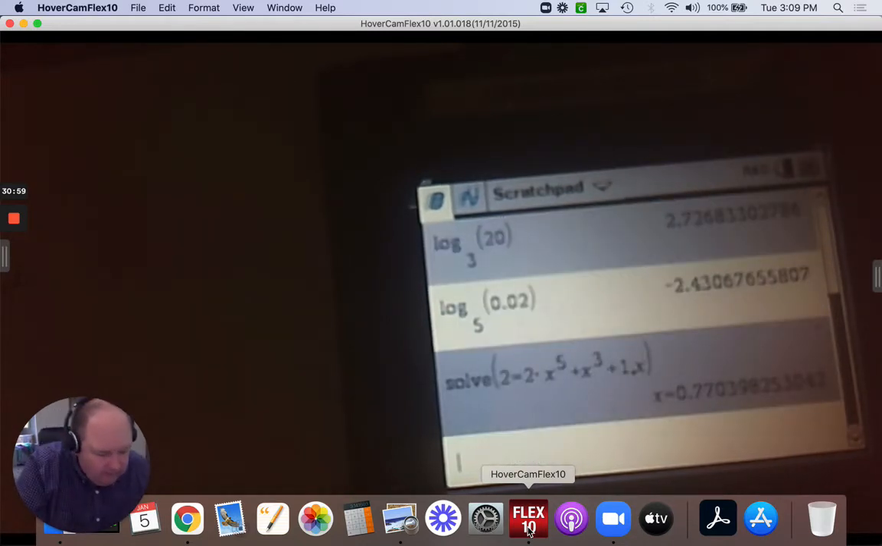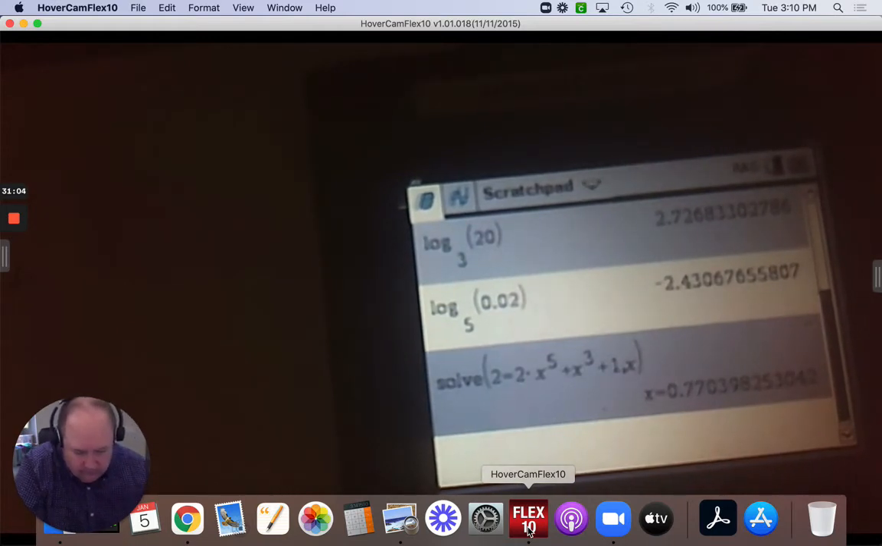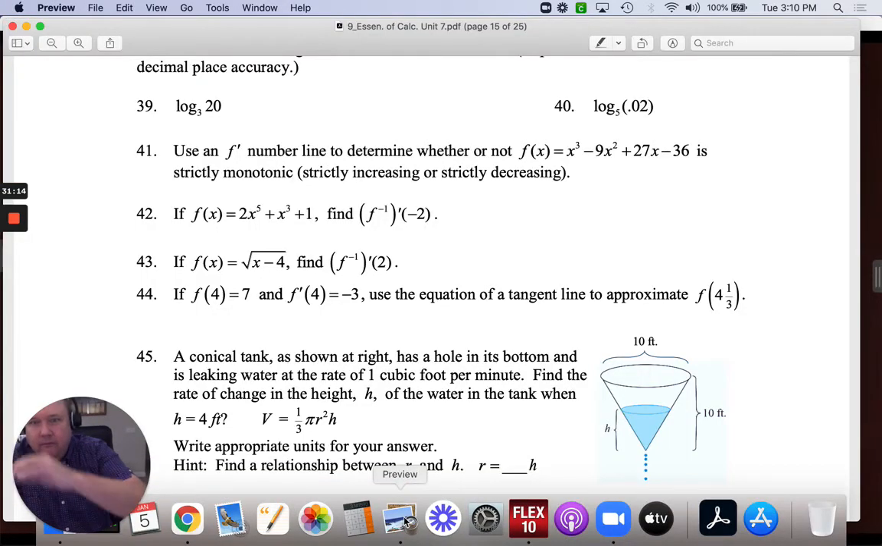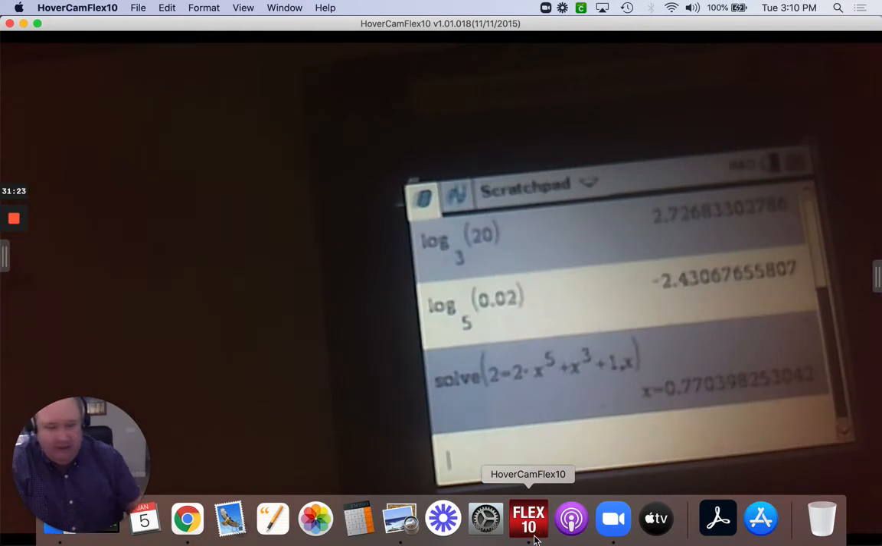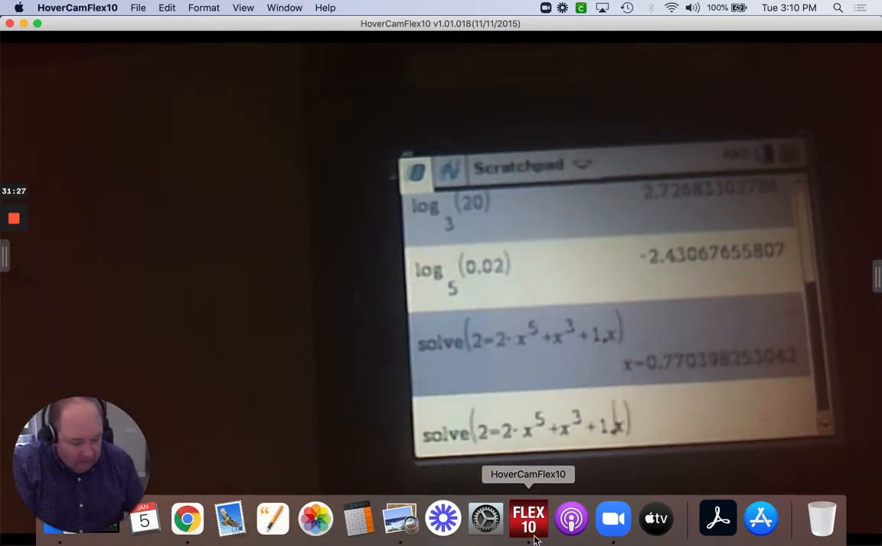Oh, what did I type? I know I typed in something wrong. What did I type in wrong? 2x to the 5th plus x cubed. It's negative 2. Did you say that through the video? All right, let's do that. It's okay. It's negative 2. See, like one little mistake, right?